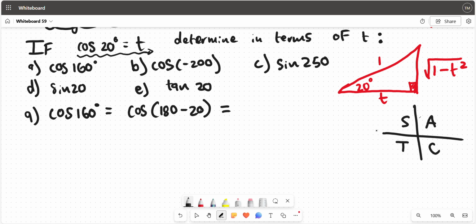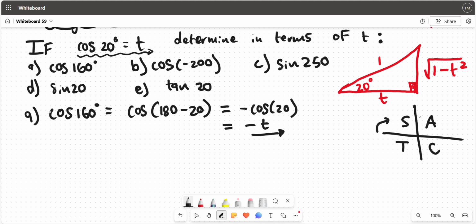So 180 minus would put me into this quadrant. And what is cos in that quadrant? Cos is negative in that quadrant. So I end up with a negative cos 20 degrees. And if you simplify this in terms of t, it is just negative t. Right? Where am I getting that? If cos 20 degrees is t, then if I just substitute the t here, it will be a negative t. I hope you guys see that.